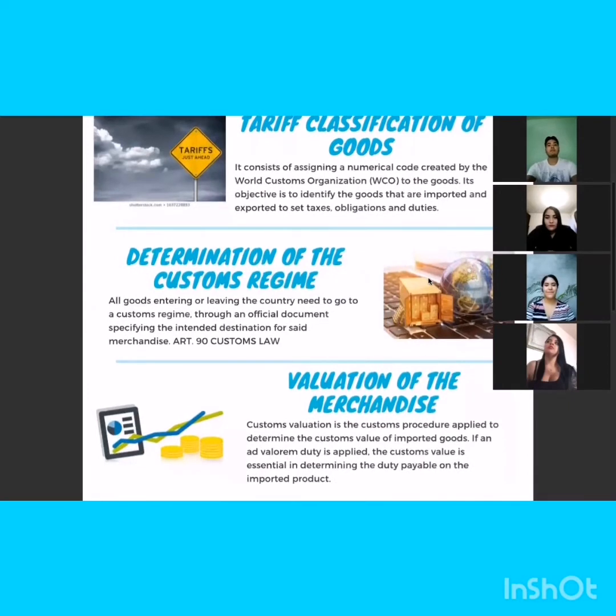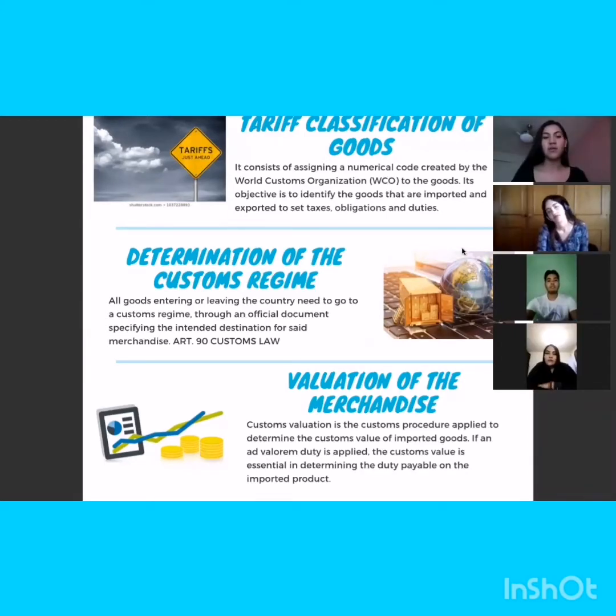Then the second step is the determination of the customs regime. This says that all goods entering or leaving the country need to go to a customs regime through an official document specifying the intended destination for said merchandise. This is established in Article 90 of the Customs Law, and it says that this merchandise may be destined to any of the following customs regimes, which are 6.